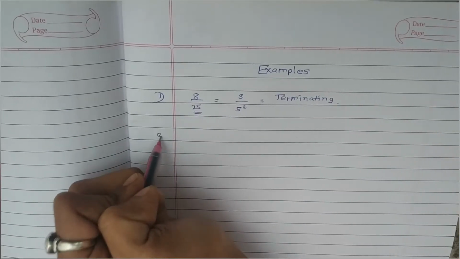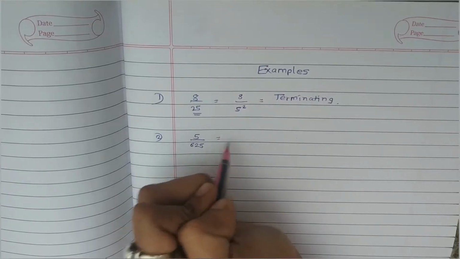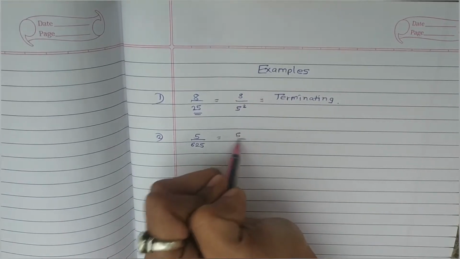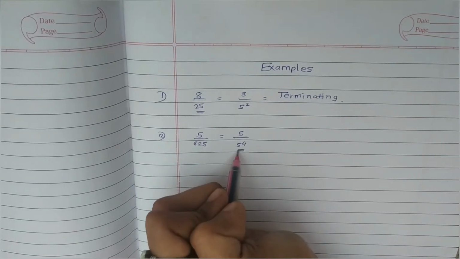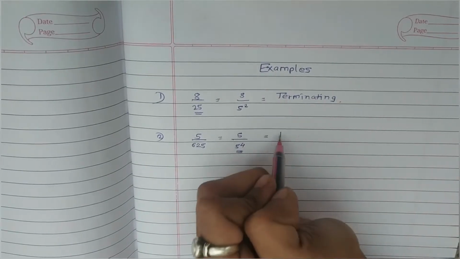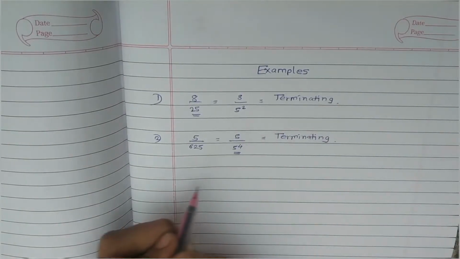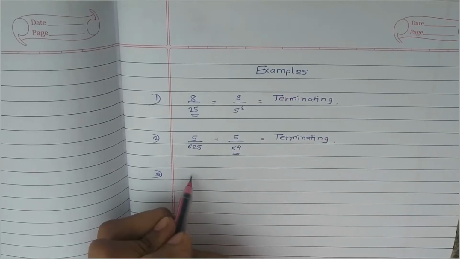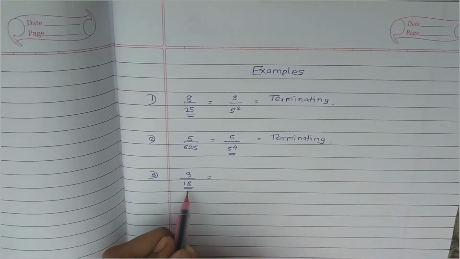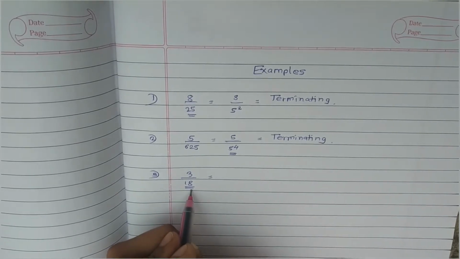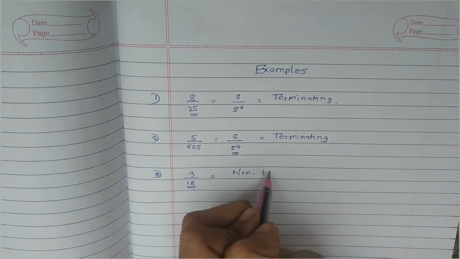The second example is 5 upon 625. 625 can be written as 5 raised to 4, which is again a power of 5, hence this number will be terminating decimal fraction. Let's move to the next example, 3 upon 18. 18 can't be represented as a power of 2 or 5, hence this number will be non-terminating decimal fraction.